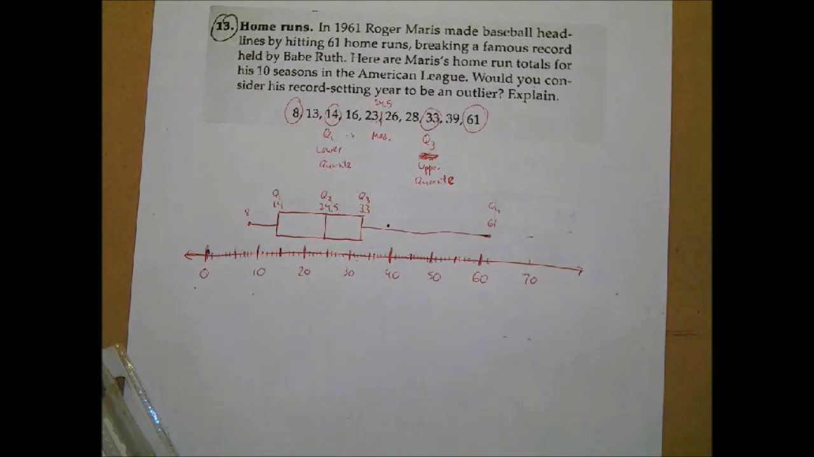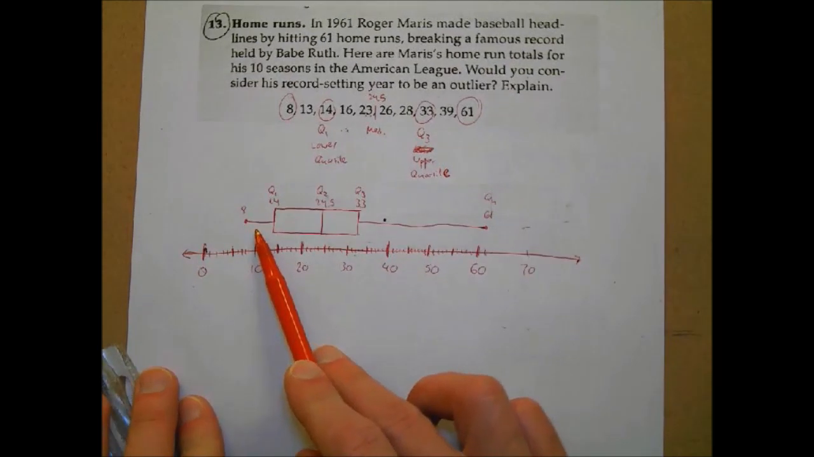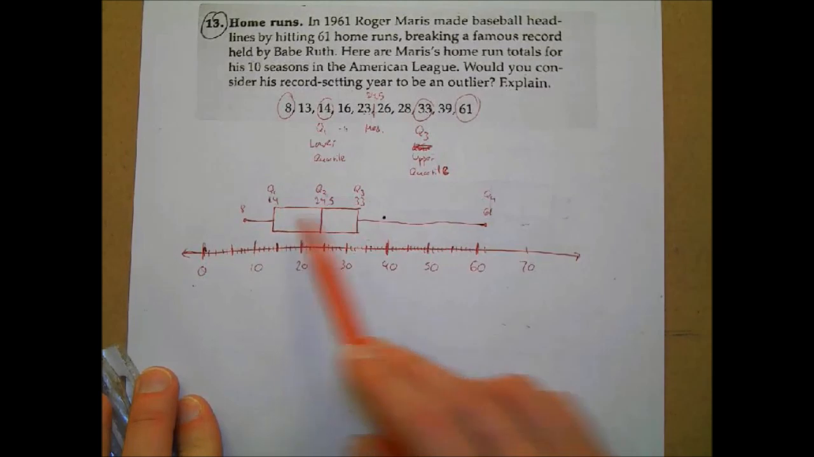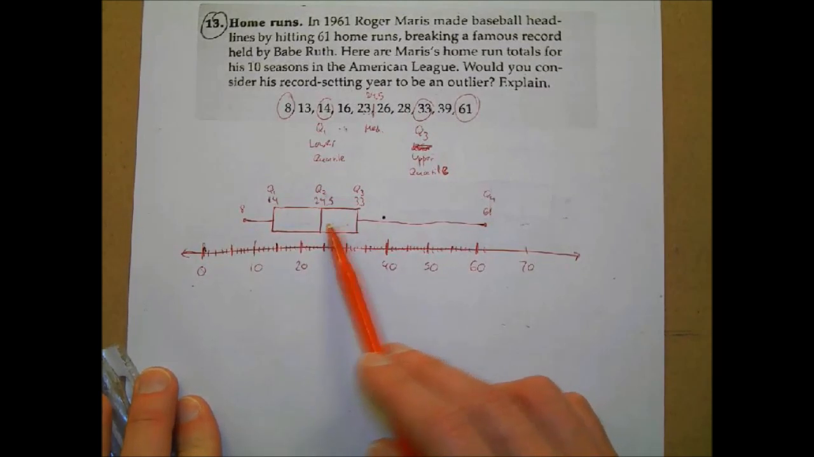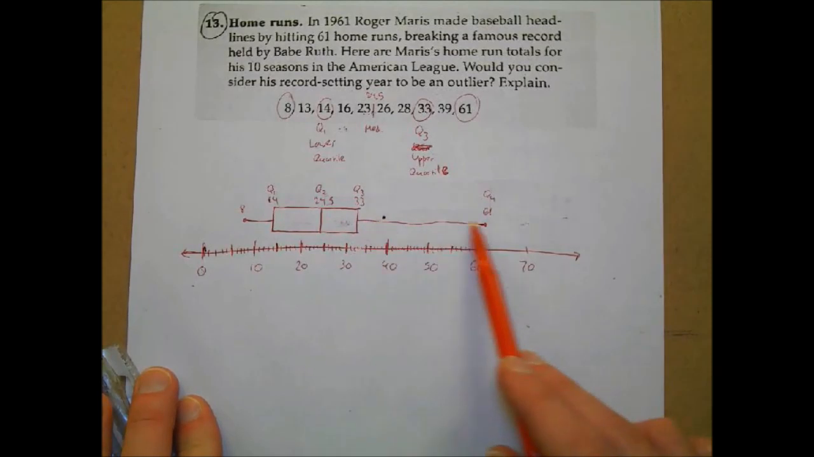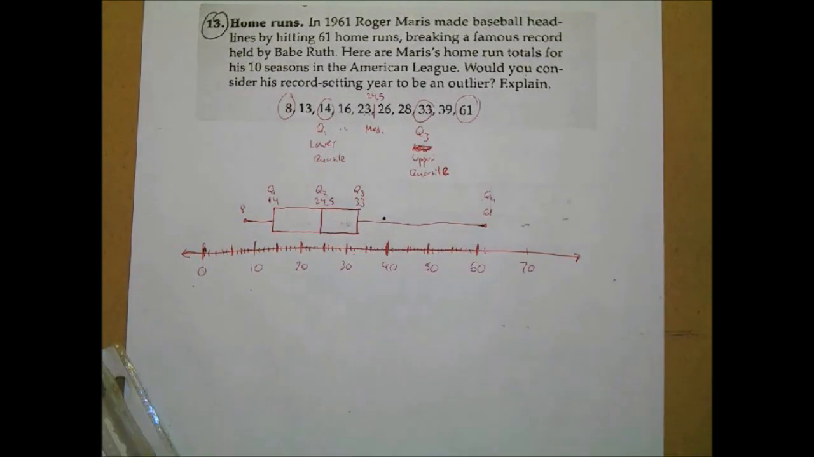So 25% of your data is in that whisker. 25% of your data is between these values right here in the left part of the box. 25% of your data is between the 24.5 and 33. And then 25% of your data is between 33 and 61. Okay? That's how we can interpret that. All right? Questions on any of these?